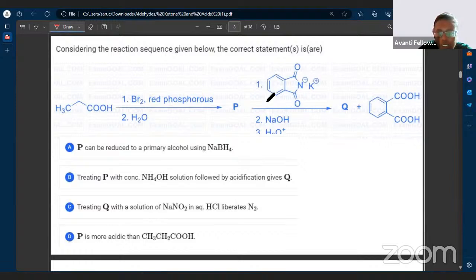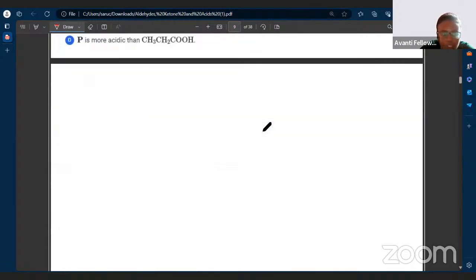T on reaction with this compound. What is the name of this compound? Can you guess it? It is phthalimide. Yes, very good. Potassium phthalimide, and we are reacting with NaOH. And when you do hydrolysis, you'll get Q plus this compound. So first we'll solve and then come back to the statements.